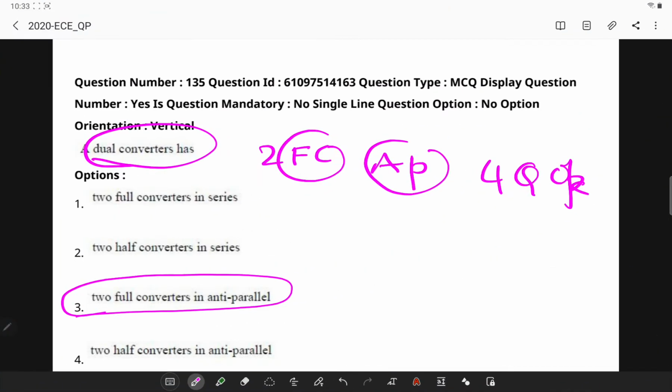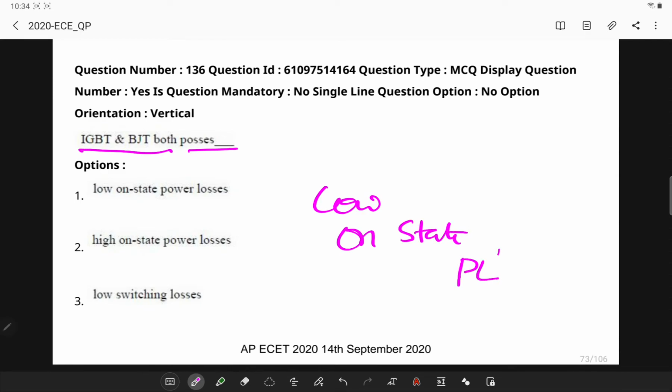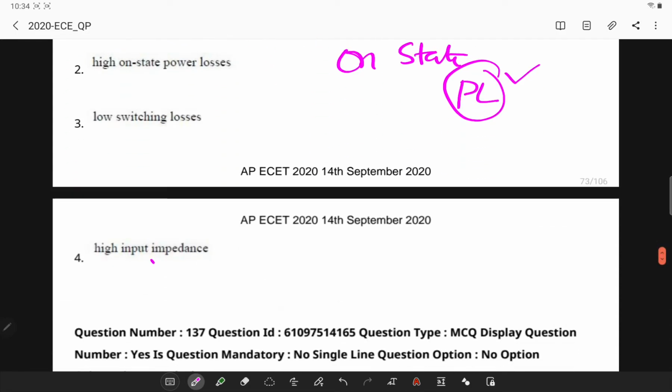So it provides 4-quadrant operation. Now let's go to the next question. IGBT and BJT both will have low on-state power loss, which is one of the best parameters.